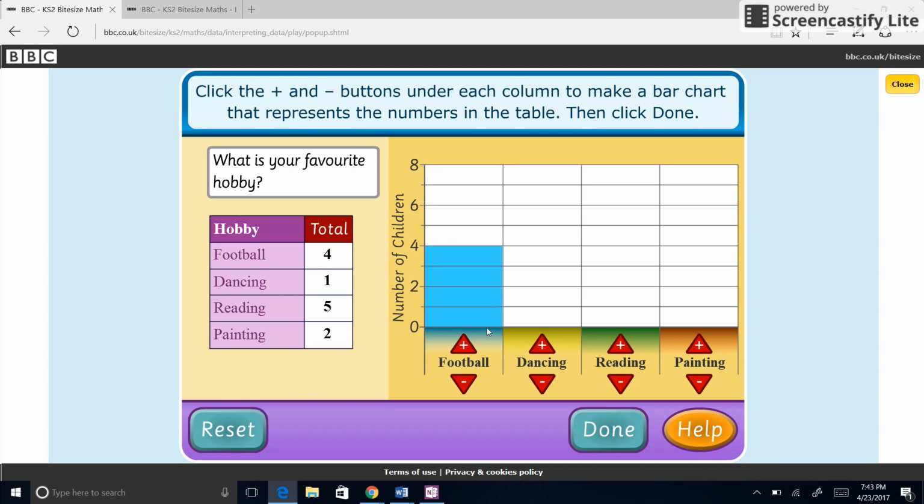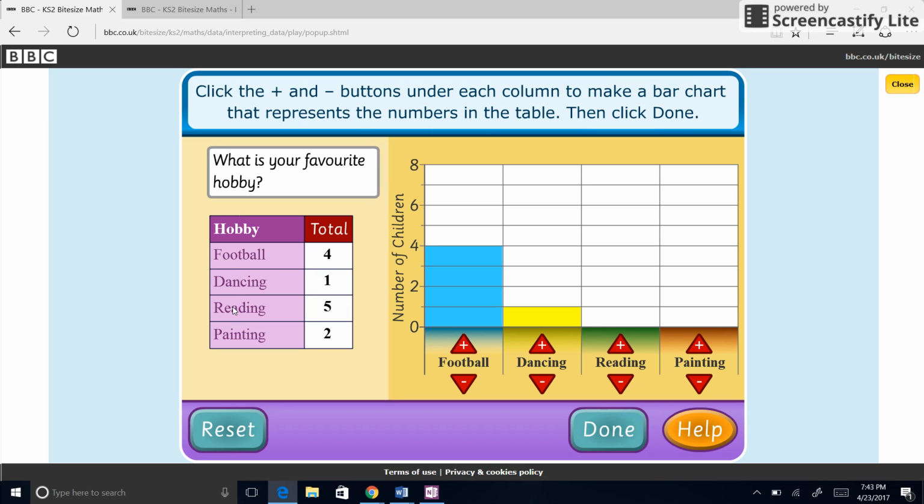Now let's move on to dancing and do the same thing. Only one person chose this hobby, so we're going to only color in 1 box. If you notice, our graph counts by 2s, and only one person voted for this hobby. So make sure that you're only shading in up to 1. We can assume that this is 1 because in between 0 and 2 is 1. There's no other number between the two.